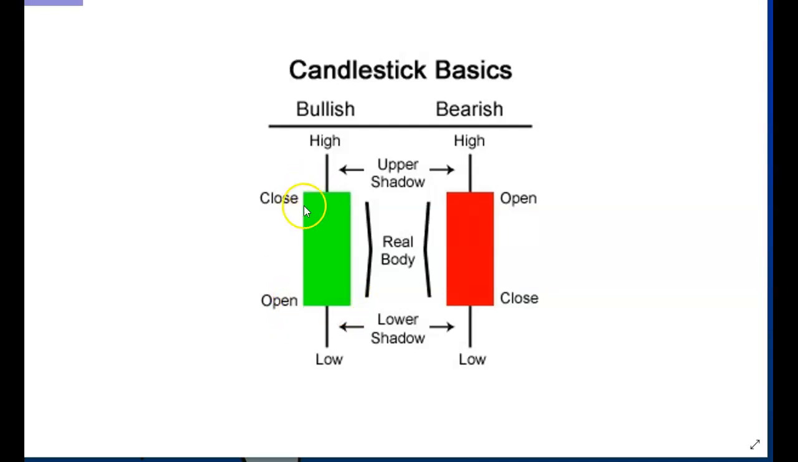It went up. Price went up. Price appreciated. If it opened here, then price went down because it closed here. These wicks here, upper shadows, pins, whatever you want to call them, they only show you how high they went during the duration of the candle and how low they went during the duration of this candle.